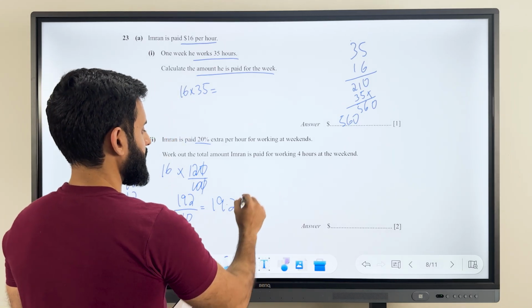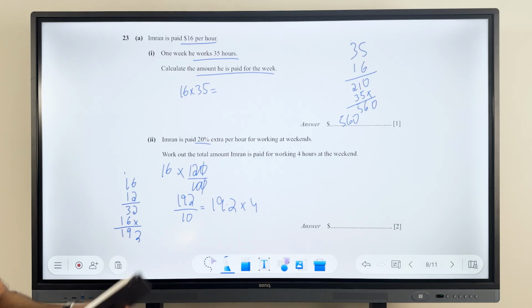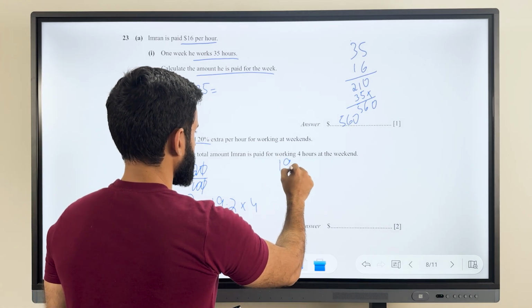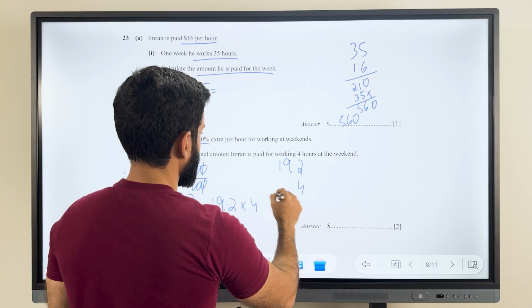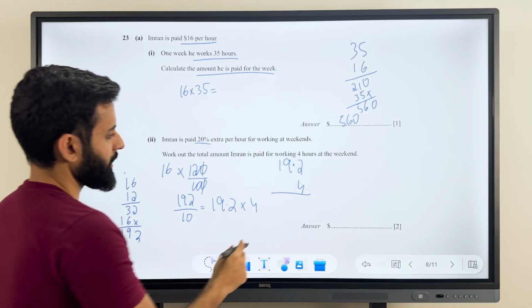Now how many hours did he work for over the weekend? He worked for 4 hours. That means now what we have to do is multiply 19.2 by 4. Now how do you multiply decimals? Well, just forget that there is a decimal to begin with. Just multiply the normal way, and then I'll tell you what you do at the end.